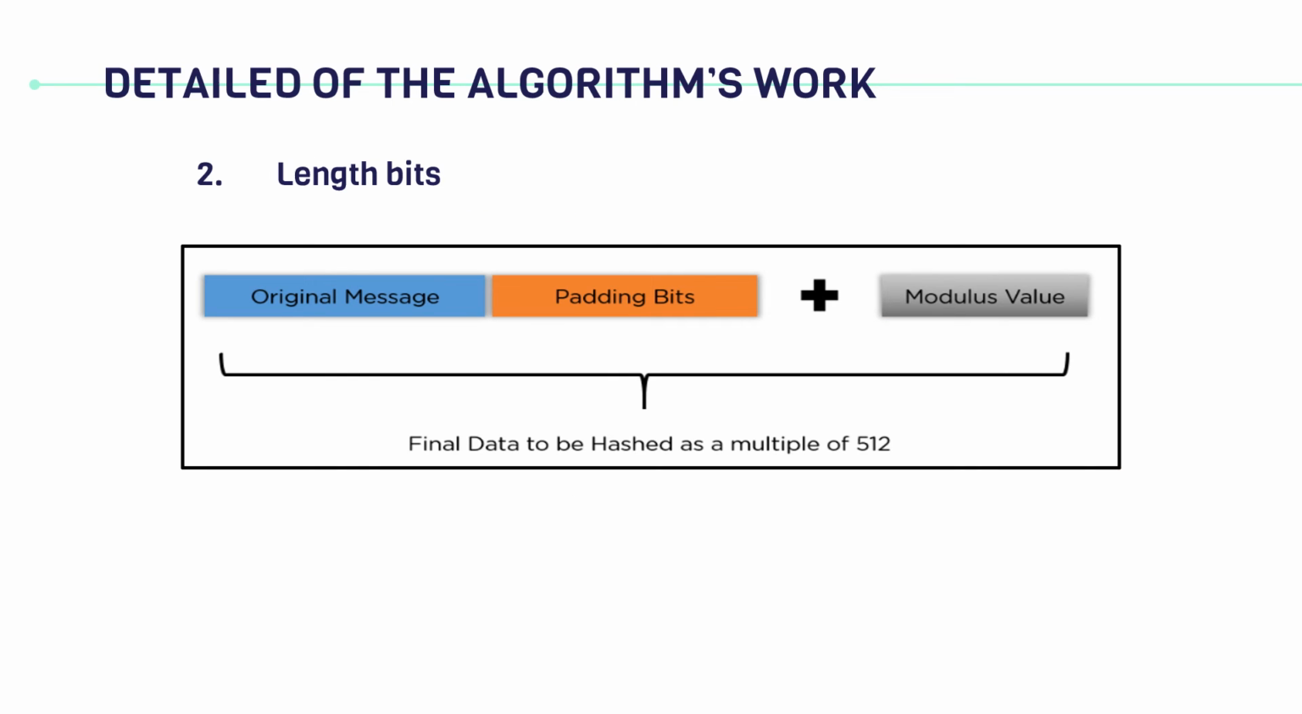So next is the length bits. We can add 64 bits of data now to make the last plain text a multiple of 512. We can assign these 64 bits of characters by applying the modulus to your original clear text without padding.